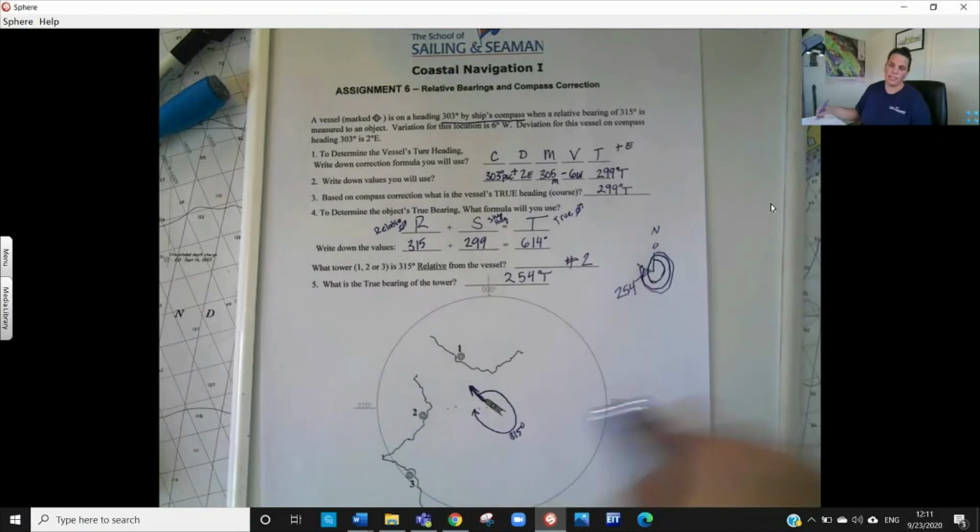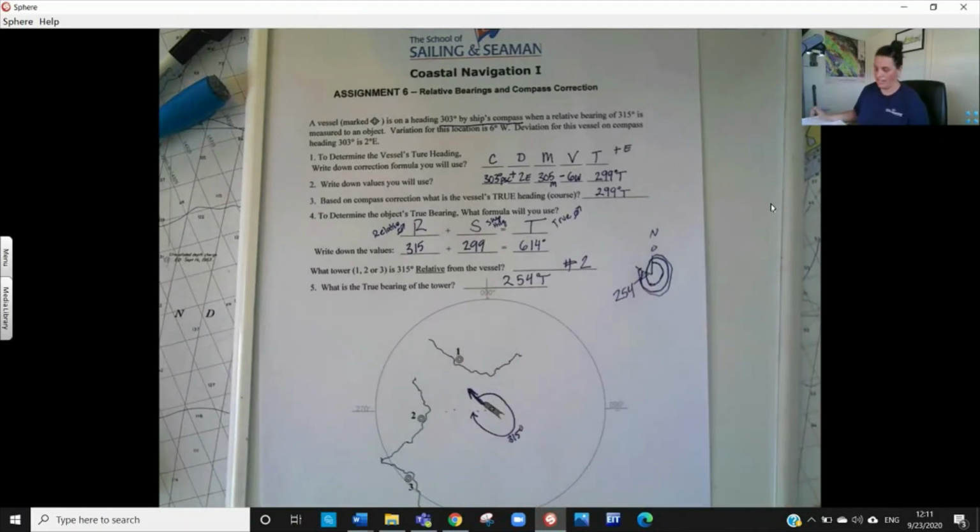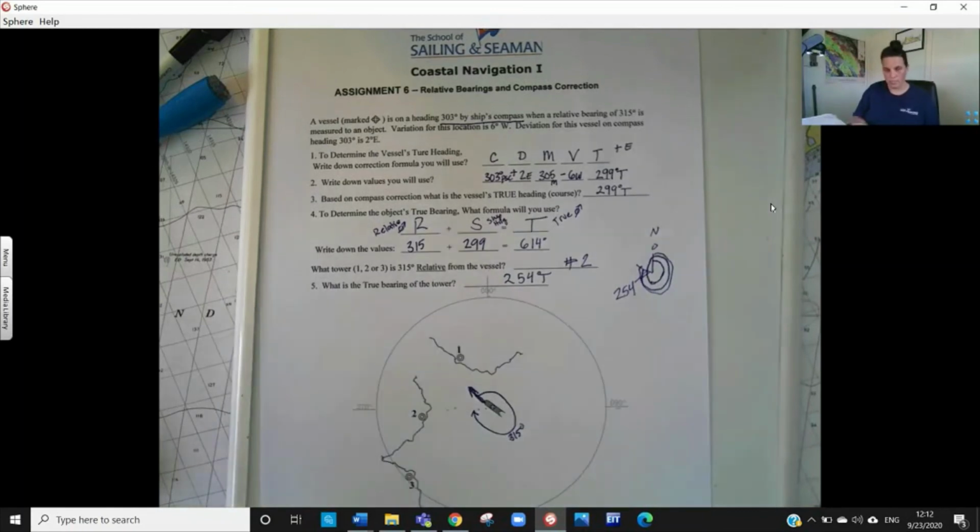Again, this little drawing isn't to scale or anything, so do the best you can with that one. But we're just trying to wrap our head around relative bearings. So it's always clockwise from your bow or from your heading. And in order to plot that on the chart, we need to convert it to true. So we have to go through these conversion steps so we can use that relative bearing as an LOP.